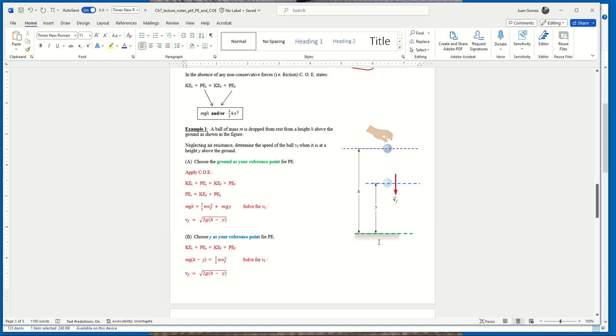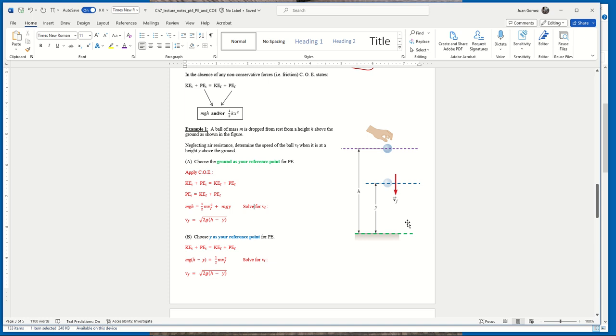And remember, in part A, we're choosing the ground as the reference point. So PE initial is mgh, since it's at a height of h above the reference point. PE final is mgy. When we want v final, the ball is at a distance of y above the reference point. Then algebraically solve for vf, and you get the square root of 2g(h minus y).